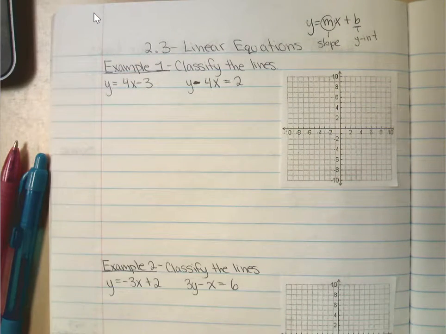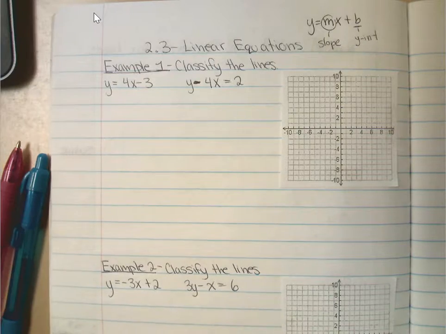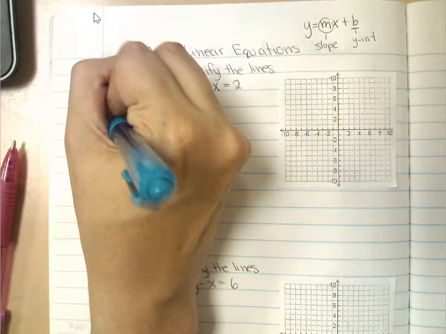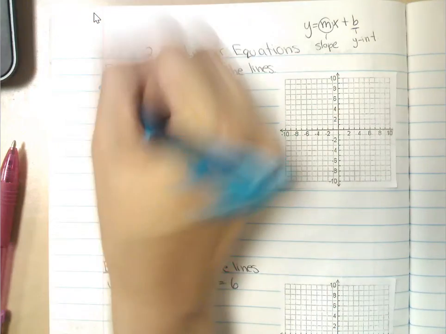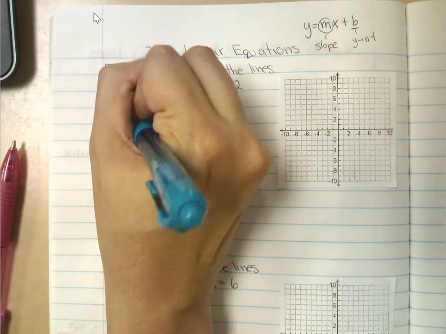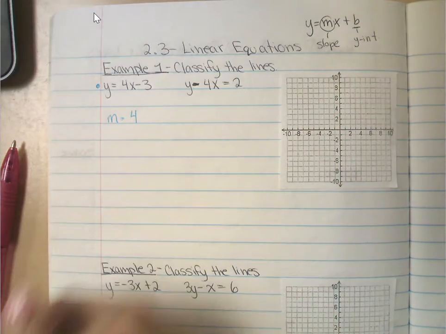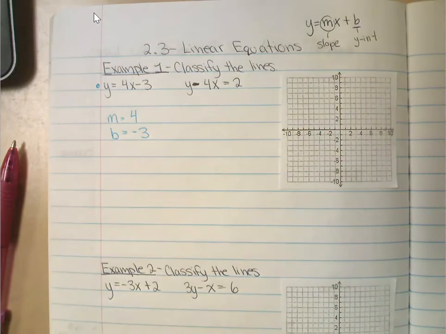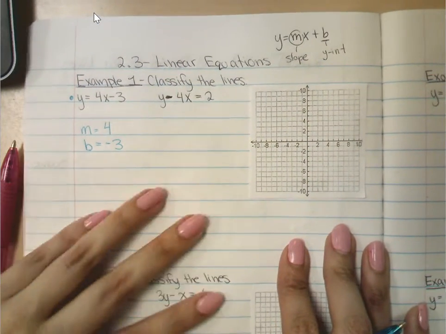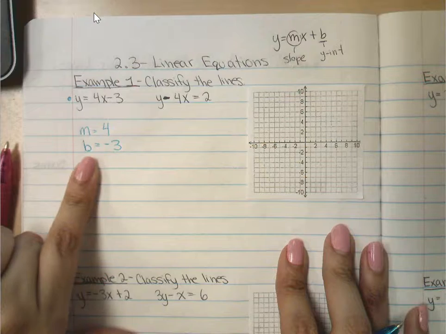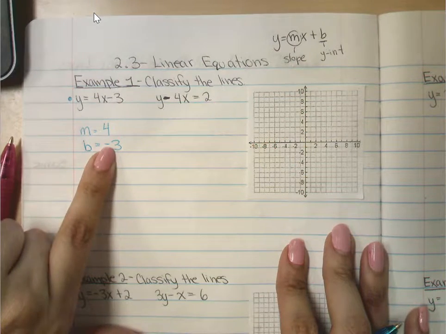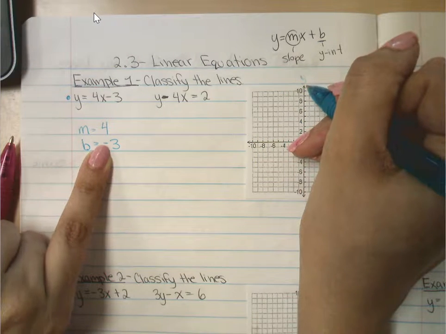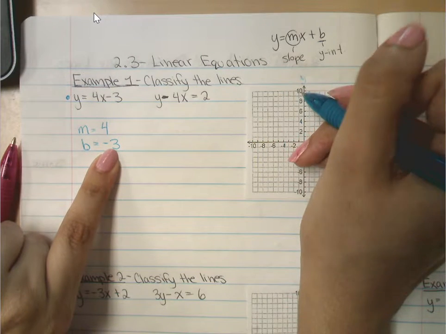So for my first equation, if I want to identify the slope and y-intercept, my slope for this first equation is 4, and my y-intercept is -3. So I am going to graph my equation based on this. You always start with the y-intercept. You always put that on the y-axis. So on the y-axis, I'm going to place the point at the -3.